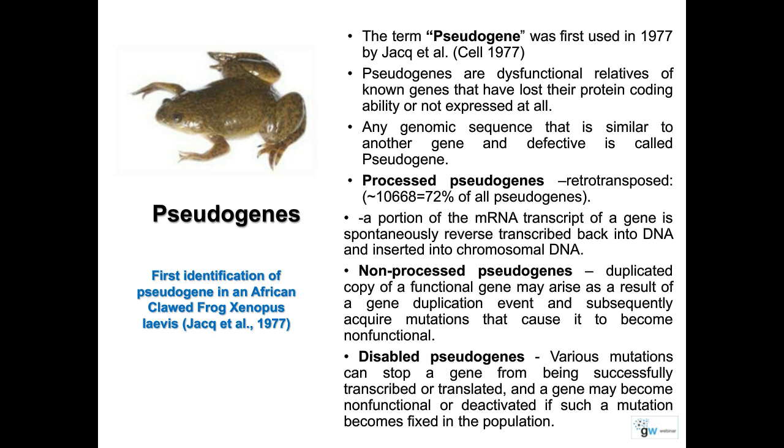There are three major types of pseudogenes based on their expression and genomic organization. About 72% of all pseudogenes are classified as processed pseudogenes, meaning that a portion of the mRNA transcript of a gene is spontaneously reverse transcribed back into DNA and inserted into different regions in the genome. This is called a processed pseudogene.